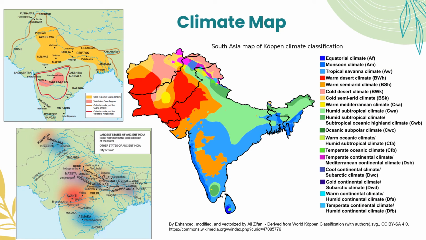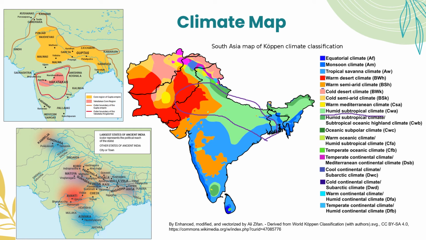All right, so the climate map. I left source 1 and 2 here for you to look at, but if you haven't caught on by now, South Asia is basically talking about India. Let's look at the Guptas. The Guptas kind of goes in this region, the core anyway. So it's a lot of light green, humid subtropical.